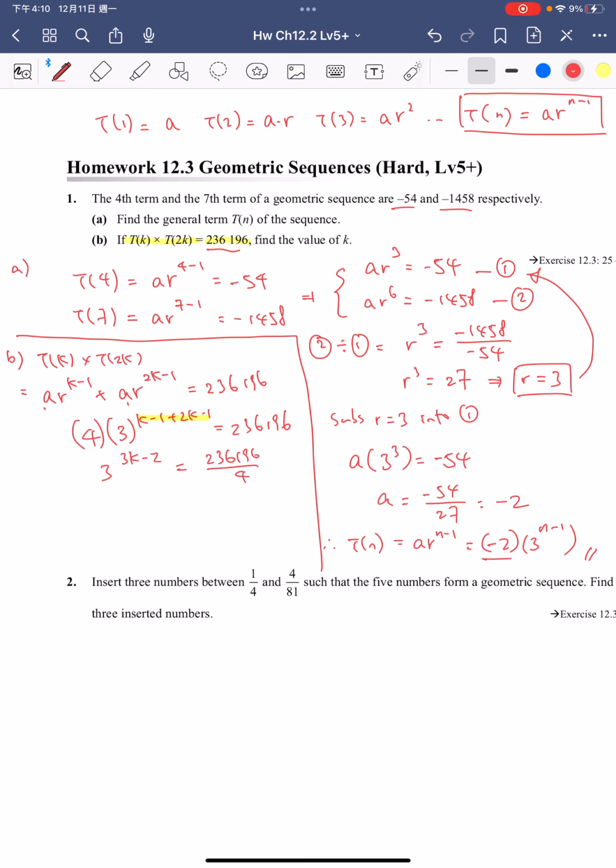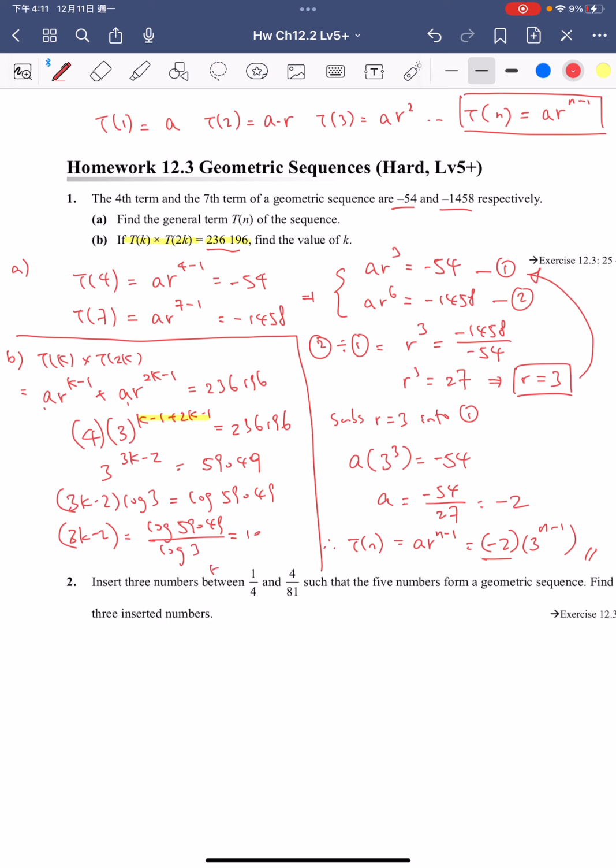So what's that equal to? Let's use the calculator to get this. This number is equal to 59049. Okay, and then now we can use the log on both sides. So we have 3k minus 2 times log 3 equal to log 59049, so that 3k minus 2 is just equal to log 59049 divided by log 3. This number is going to be equal to 10.